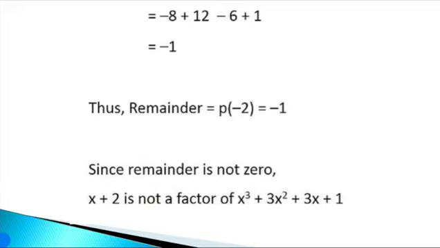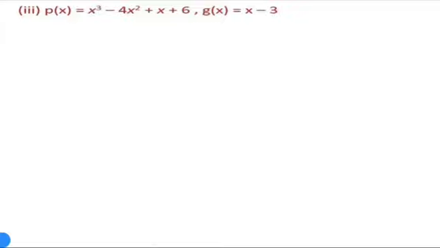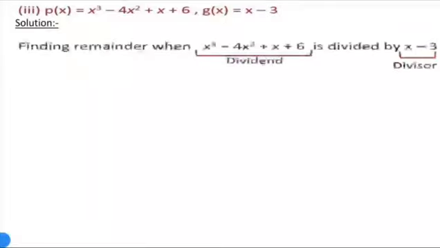I hope everyone understood well. So let's move to sub question 3. Sub question 3 says p of x equals x to the power of 3 minus 4x to the power of 2 plus x plus 6. Here the g of x equals x minus 3. So children, now we are going to find whether this g of x is a factor of p of x or not. So write down the solution and write down finding remainders when dividend is divided by divisor.